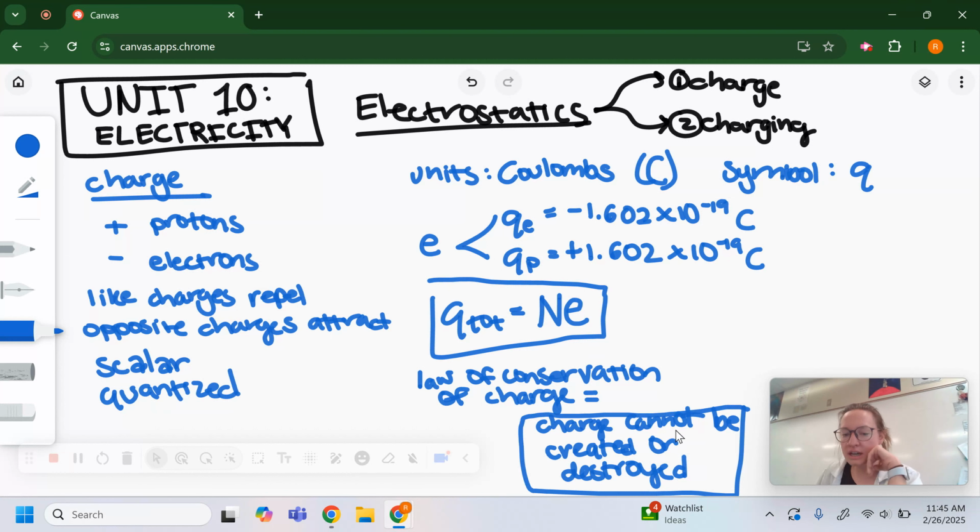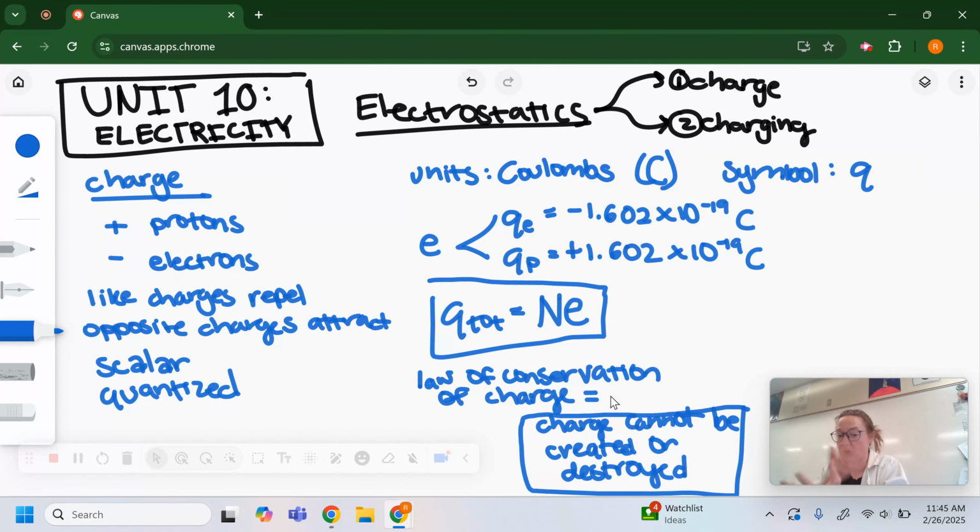Okay, charge cannot be created or destroyed. This is the law of conservation of charge. Here's what it means: charge cannot be popped into existence or popped out of existence. If I have something that's charged with 5 coulombs, those 5 coulombs had to come from somewhere. Something else had to lose 5 coulombs in order for that thing to gain 5 coulombs.